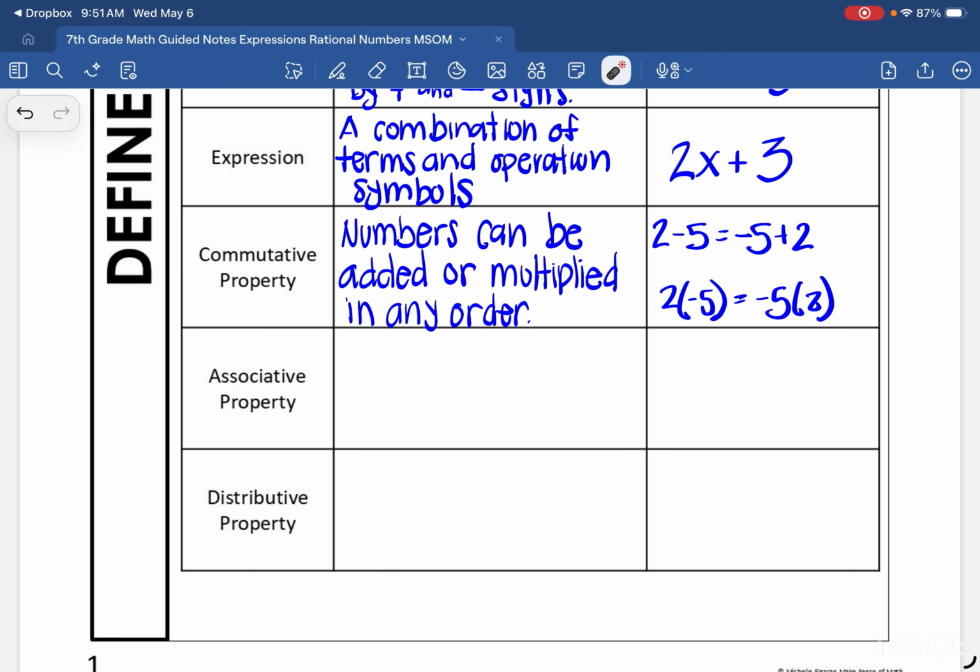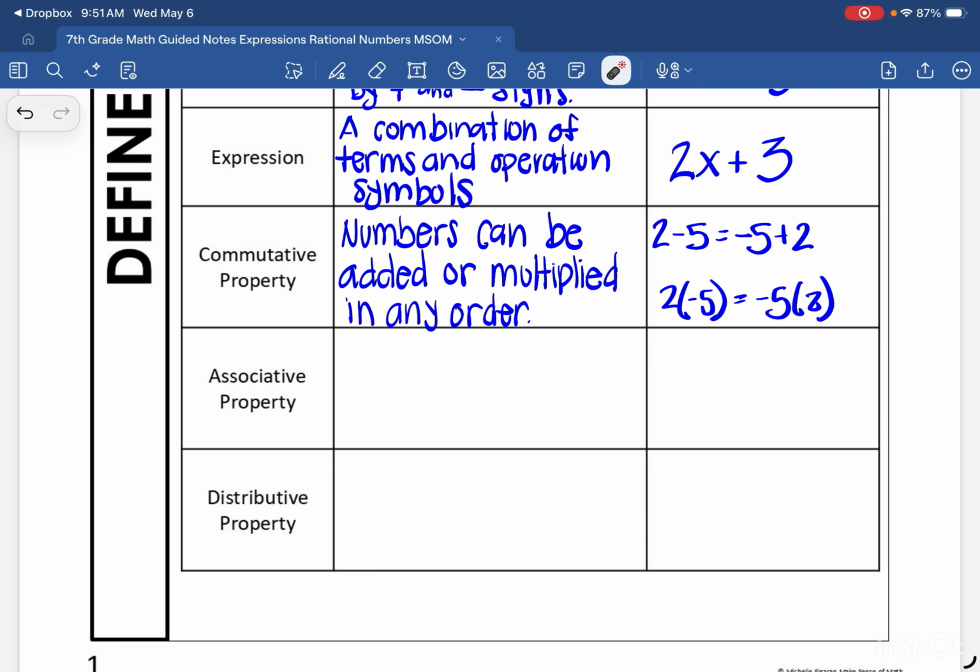The commutative property is the property that says numbers can be added or multiplied in any order. For example, 2 minus 5 is the same as -5 plus 2, and 2 times -5 is the same as -5 times 2.